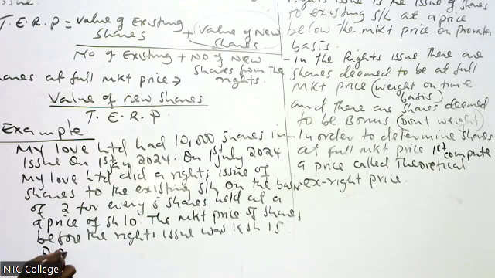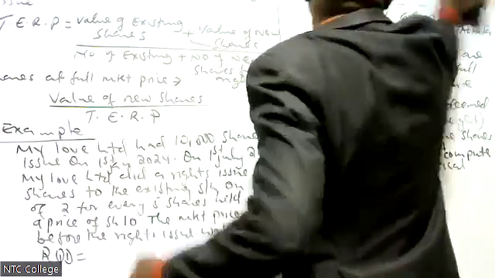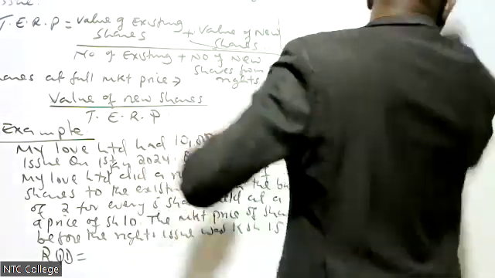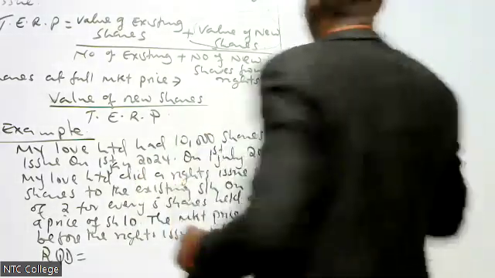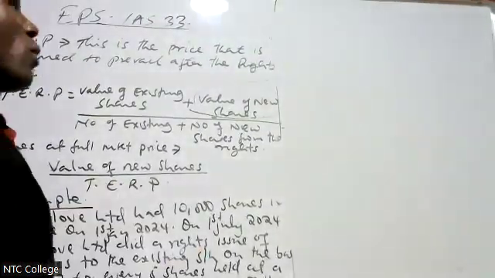Required: compute the ex-rights price as at that date. Now, Mairab Limited made the rights issue. Therefore, if we make the rights issue, how are we going to get the ex-rights price?